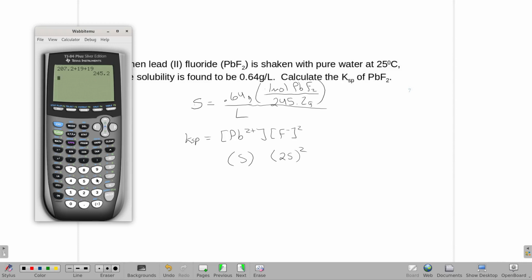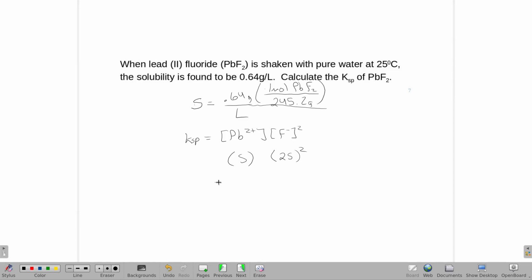So let's solve for our S. 0.6 divided by that 245.2 gives a molar solubility of 2.6 times 10 to the negative third. And this will turn into 4S squared times S, so that'd be 4S cubed. So we are going to cube this value and multiply it by 4. And we get a KSP of 7.11 times 10 to the negative 8th.